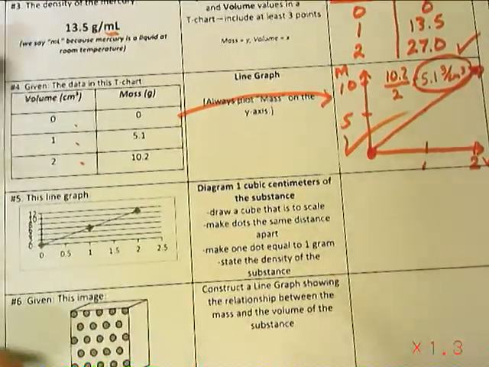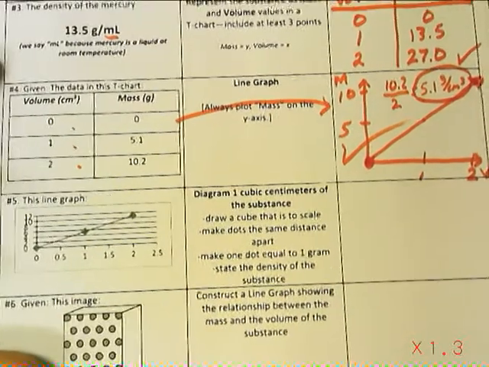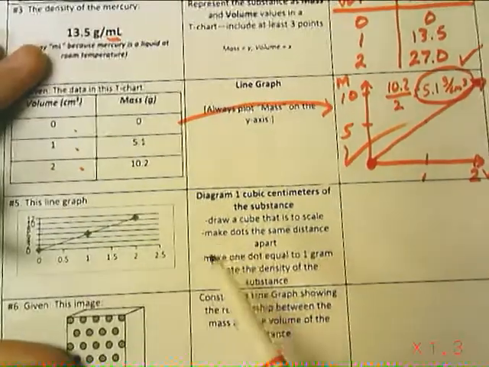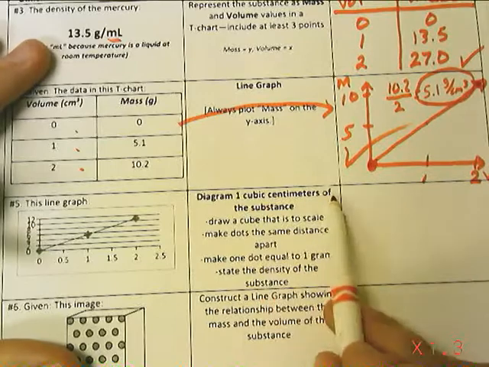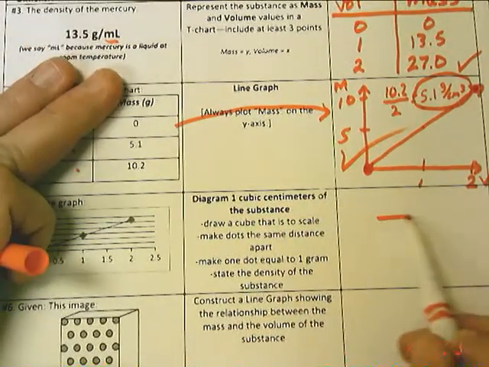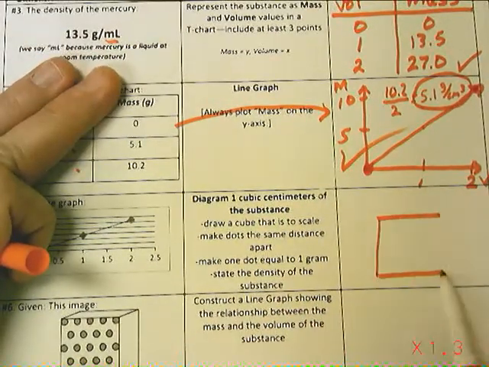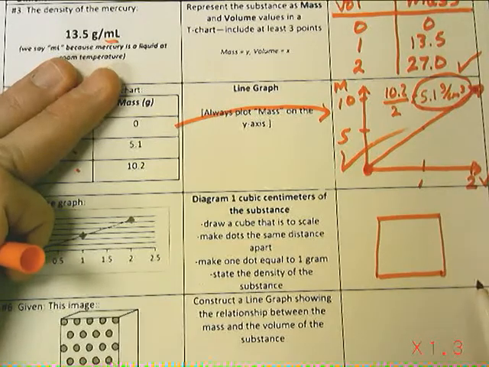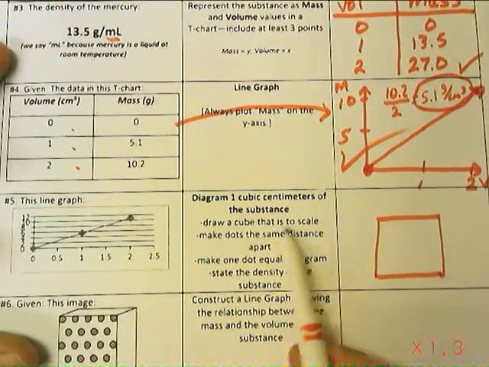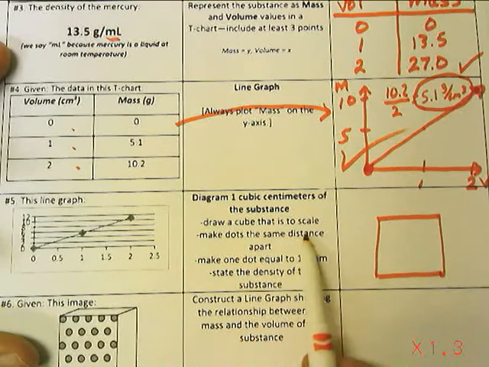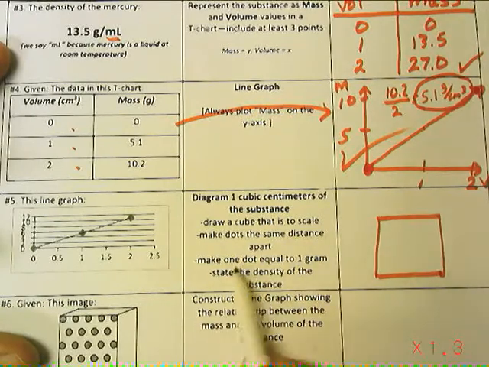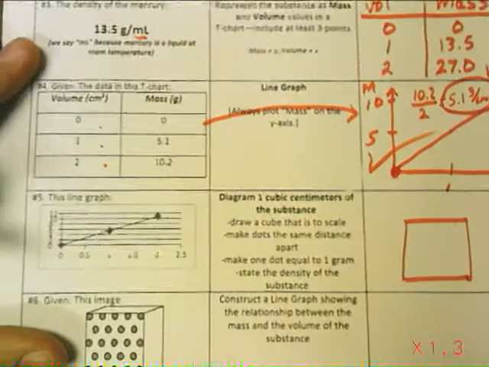Number 5. We see a line graph here, a little tricky to read. We're asked to diagram 1 cubic centimeter of the substance. So I'm going to draw it in 2 dimensions. I'm going to draw a cube that is to scale. I'm going to make dots the same distance apart, and I'm going to make 1 dot equal to 1 gram, and then I'm going to state the density of the substance.